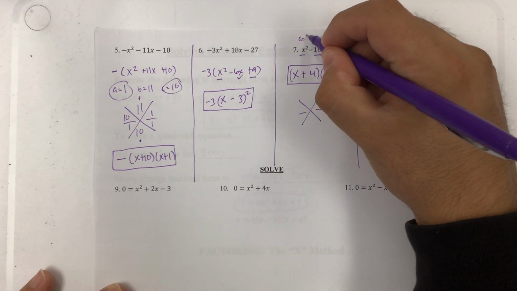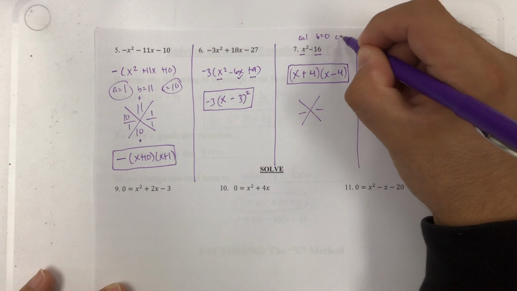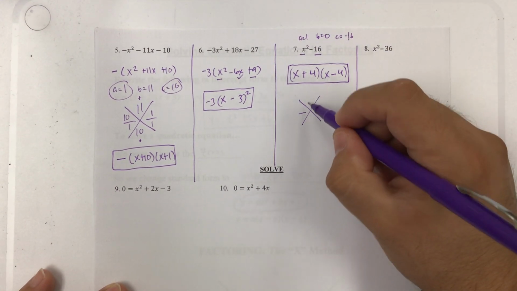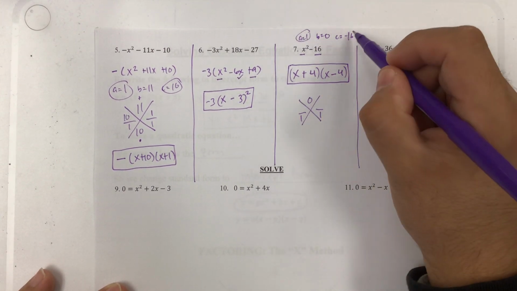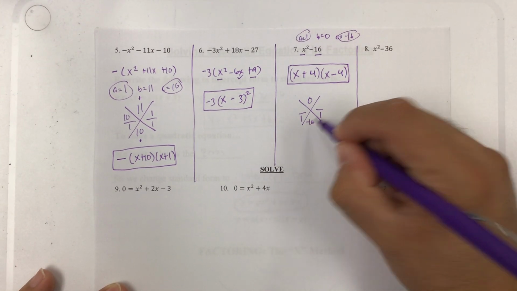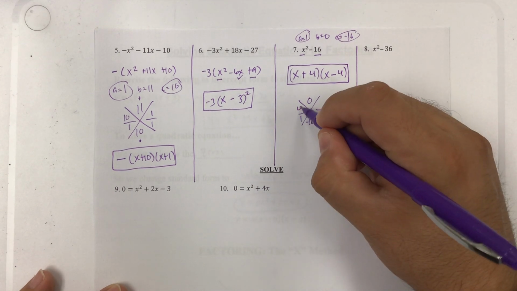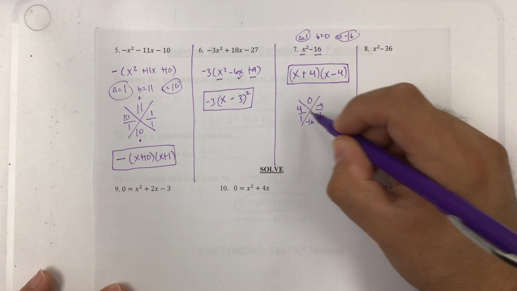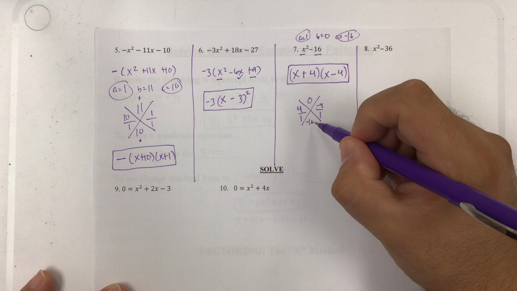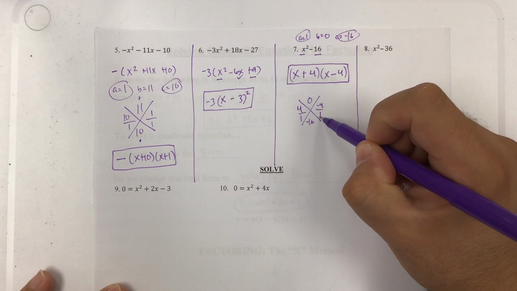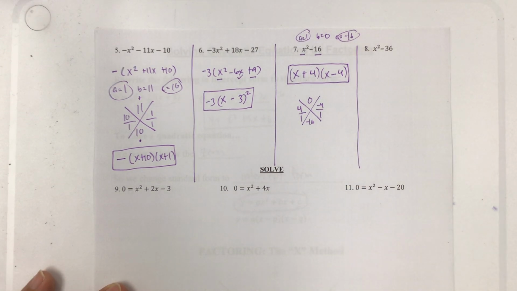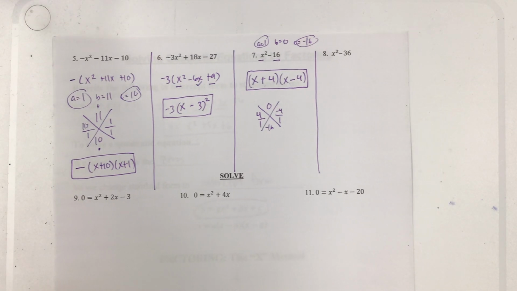So a is 1, b is 0, c is negative 16. So in this case, b is 0 on the top, divide by a, which is 1, and then 1 times negative 16 is negative 16, so that's going to be 4 minus 4. 4 minus 4 is 0. 4 times negative 4 is negative 16, so 4 divided by 1 is x plus 4. Negative 4 divided by 1 is x minus 4. So it is doable through the x method, but just try to get a hang of these shortcuts. They do speed up the process.